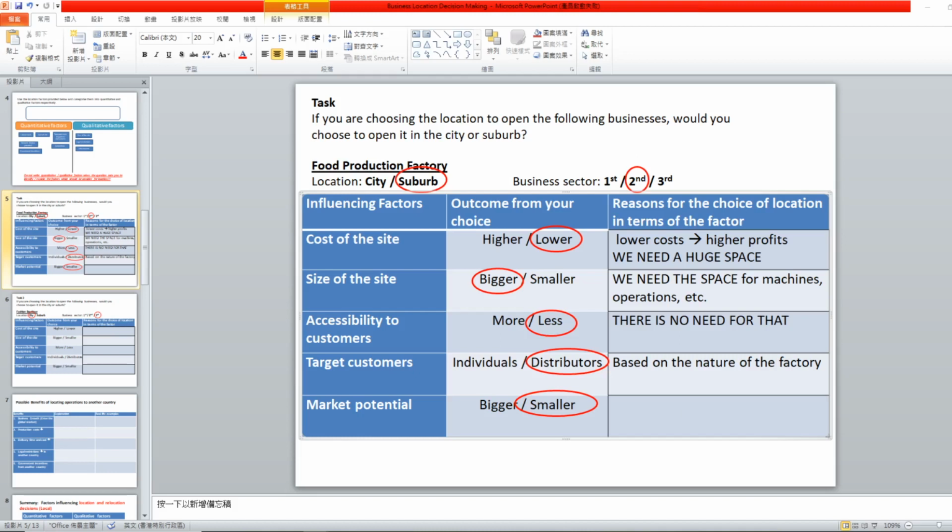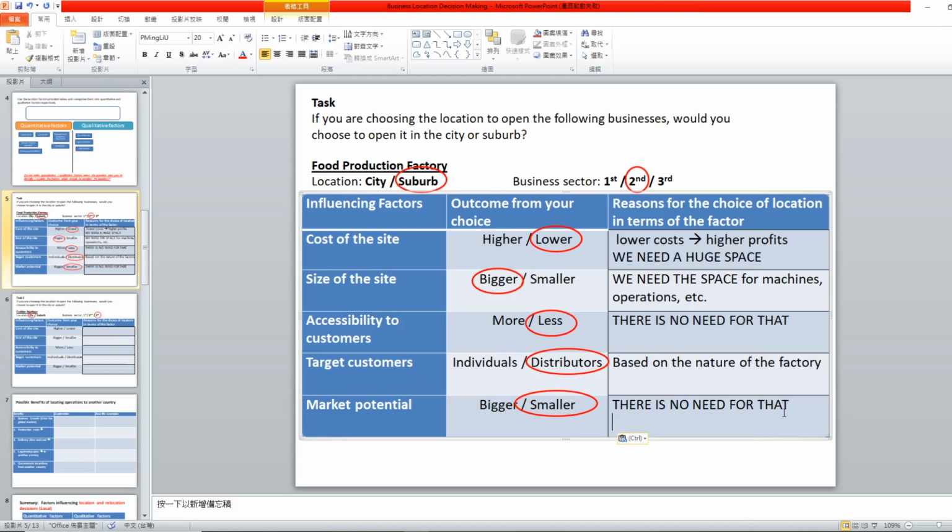Like what I said, here we focus on the location, not the people, because it is a location decision making. So you need to get your focus right. Market potential is less, but the third one and the last one are so similar, so I'm just going to copy and paste this one to here.